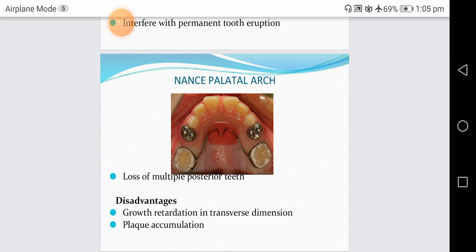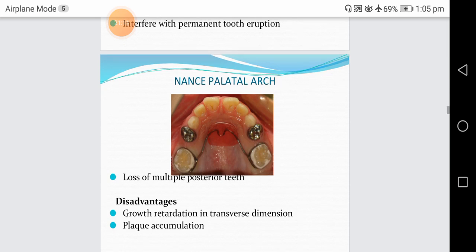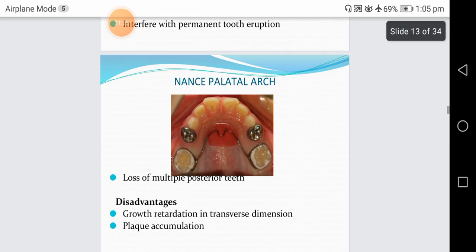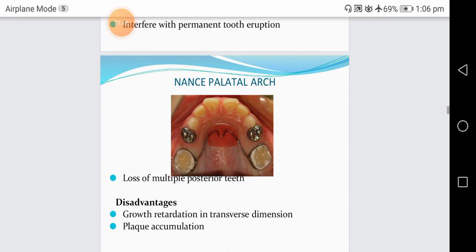Now see the design of the appliance. Nance palatal arch is usually given for loss of multiple posterior teeth or bilateral loss of teeth in the upper arch. When D and E are lost from both the quadrants, then we can give Nance palatal arch. So both the sixes or both the E's will be banded, and a wire loop will be running across the palate, passing the anterior palate, and in the anterior portion of the palate we have an acrylic button. So the anchorage is from the acrylic button.